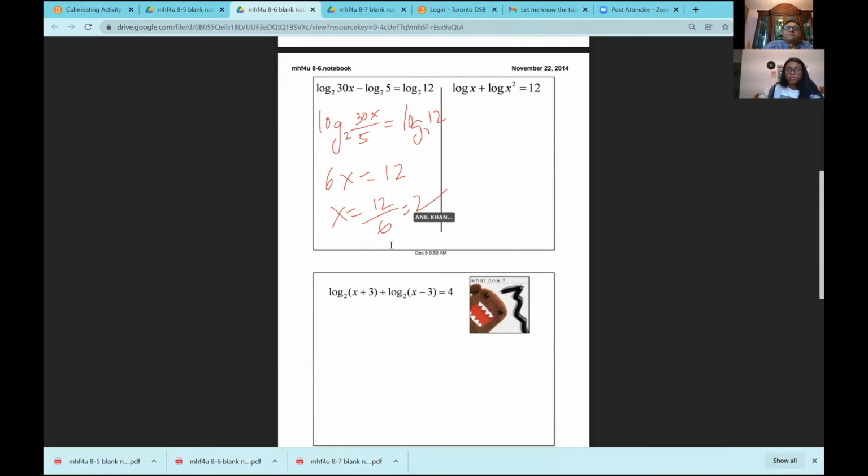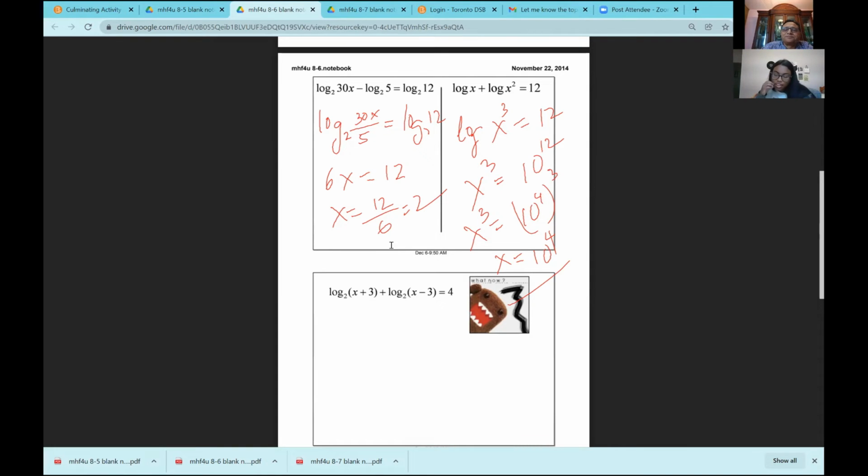Yeah. Okay. Next one. Log x plus log x squared equals 12 means multiply them, right? So it is, let me write down. x times x squared, so x cubed. Yes. Log x cubed equals 12. So that means x cubed equals 10 to the power of 12, correct? Mm-hmm. Now, 10 to the power of 12 is 4 times 3, right? So we could write x cubed equals 10 to the power of 4, to the power of 3. Do you see that? Yeah. So x equals 10 to the power of 4. Oh, okay. That's how you do it.